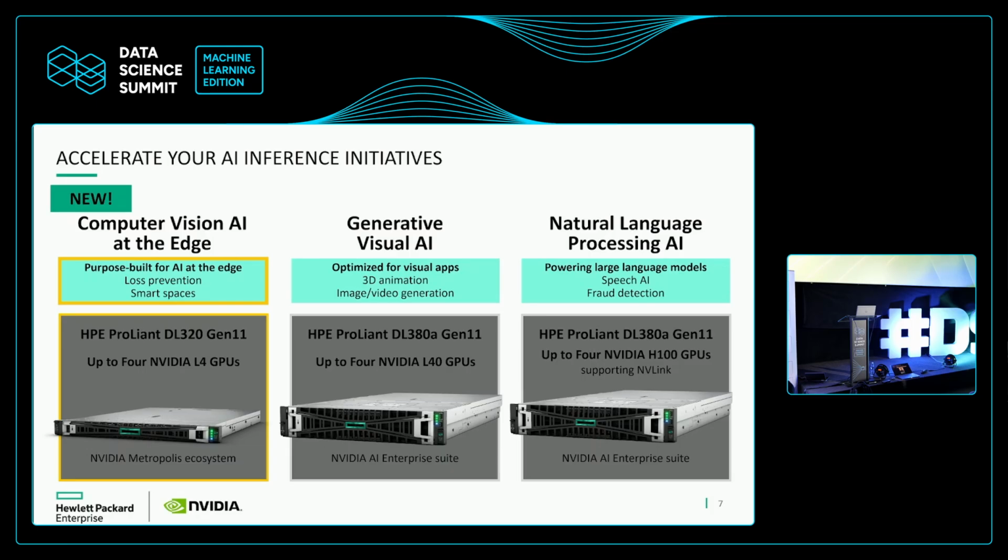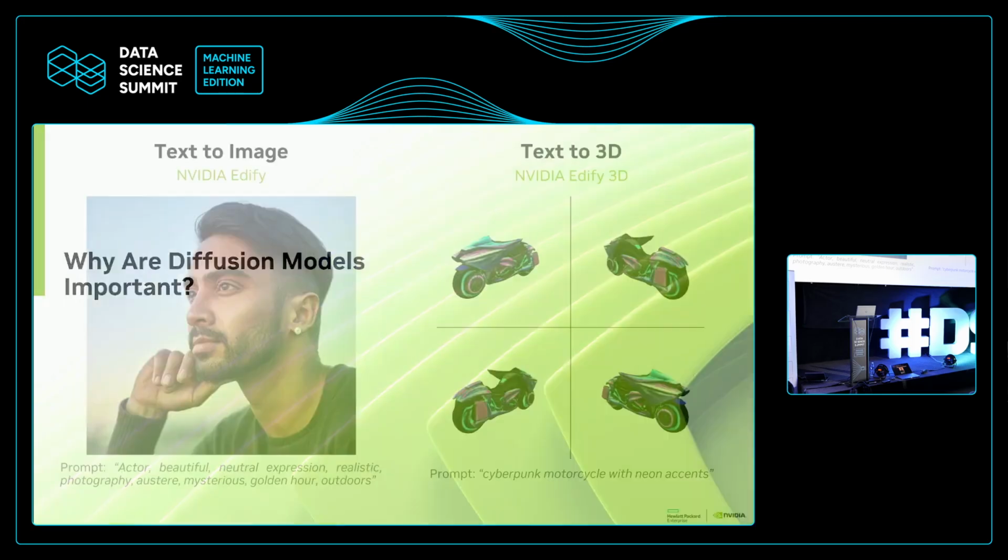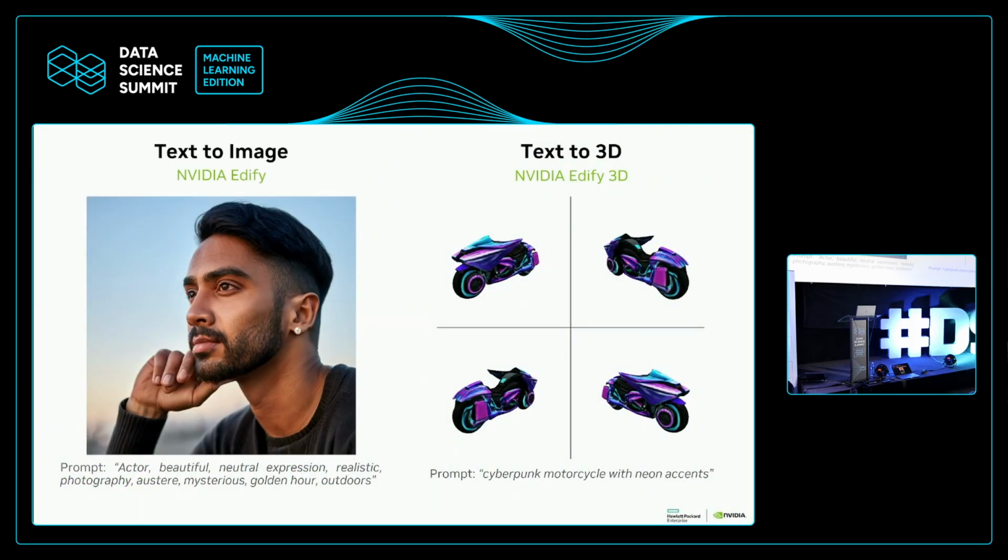And all of this hardware is very important to leverage these models. But why are they important? On the left, you can see NVIDIA Edify. That's a text-to-image model. So given a text prompt, it can generate high-resolution, high-quality images. Specifically, this model is very good at generating humans. On the right-hand side, you can see NVIDIA Edify 3D. It can be used to generate 3D assets, for example, for game development.